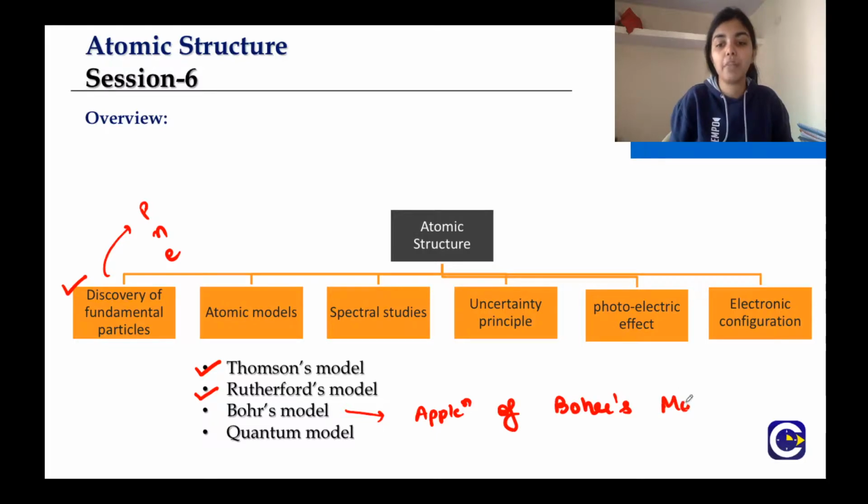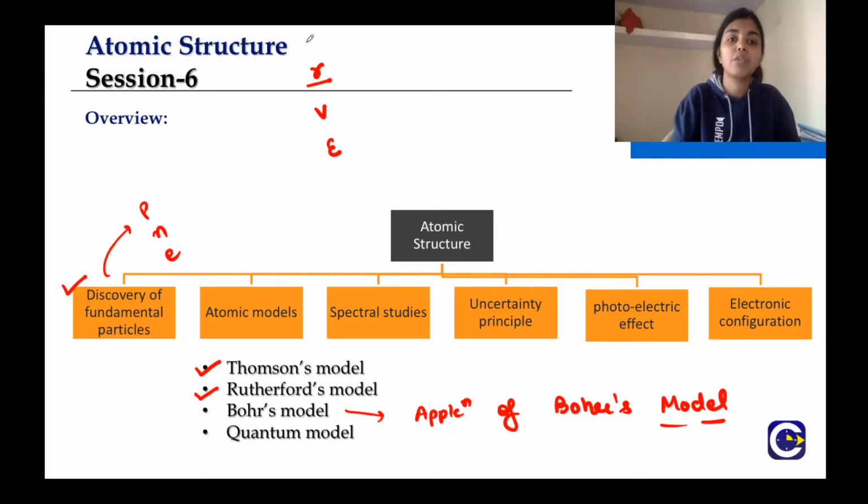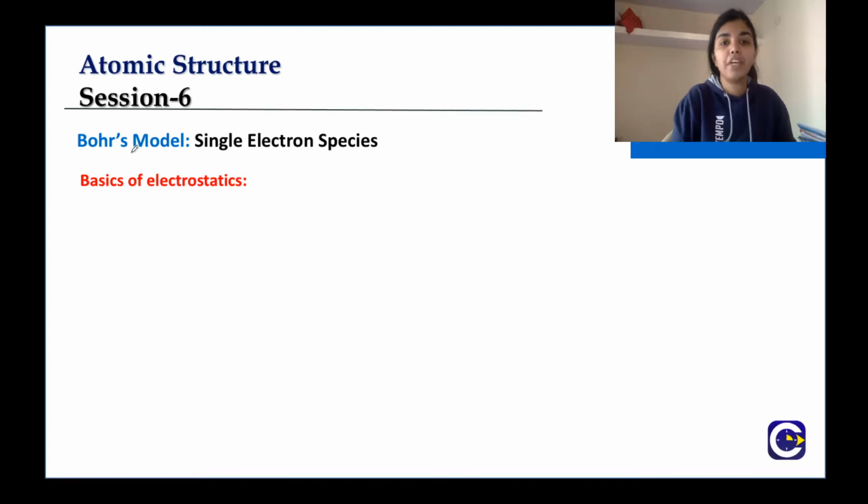How Bohr's model can be used to derive the formulas for radius of the orbit, velocity of the electron, or the energy of the electron which is present in a specific orbit, that we will learn today, right? So these derivations as well as formulas are important from the examination point of view. So direct formula also you need to remember, and just look at the derivation once, that will be sufficient for the exam, right?